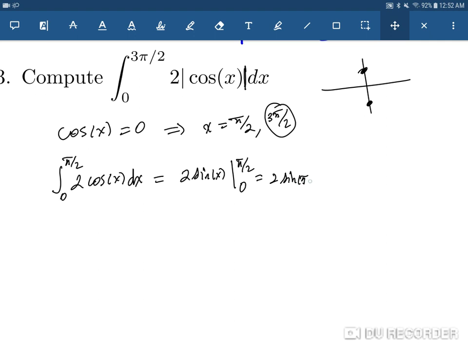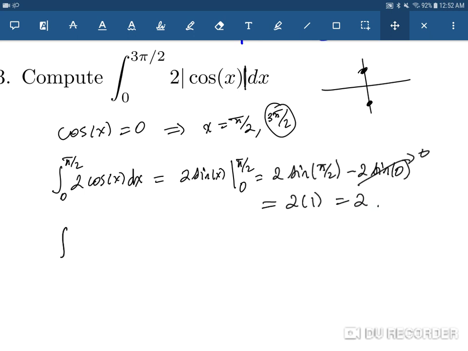So that's 2 sine of pi over 2 minus 2 sine of 0. Sine of 0 is 0, so ignore that. Sine of pi over 2 is 1, so that gives you 2 times 1. Save that. Next, integrate from pi over 2 to 3 pi over 2 of 2 cosine of x dx.